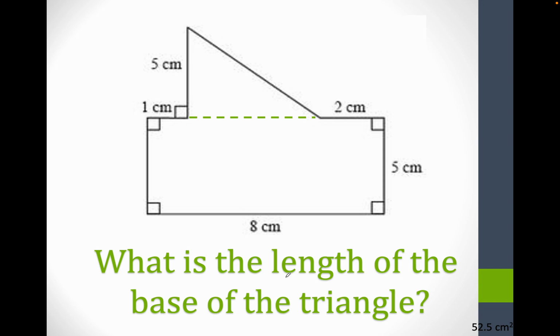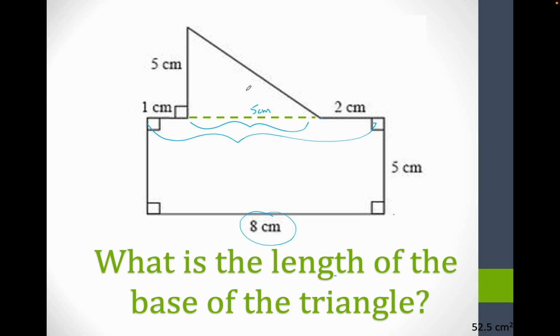What is the length of the base of the triangle portion of this figure? Take a moment to figure that out. We would need to look all the way down here at the length of the rectangle being 8, and then also compare that to what we know up here at the top of the rectangle. If the total is 8, take away this 2, that makes 6, take away one more, that makes 5. That length would be 5 centimeters.